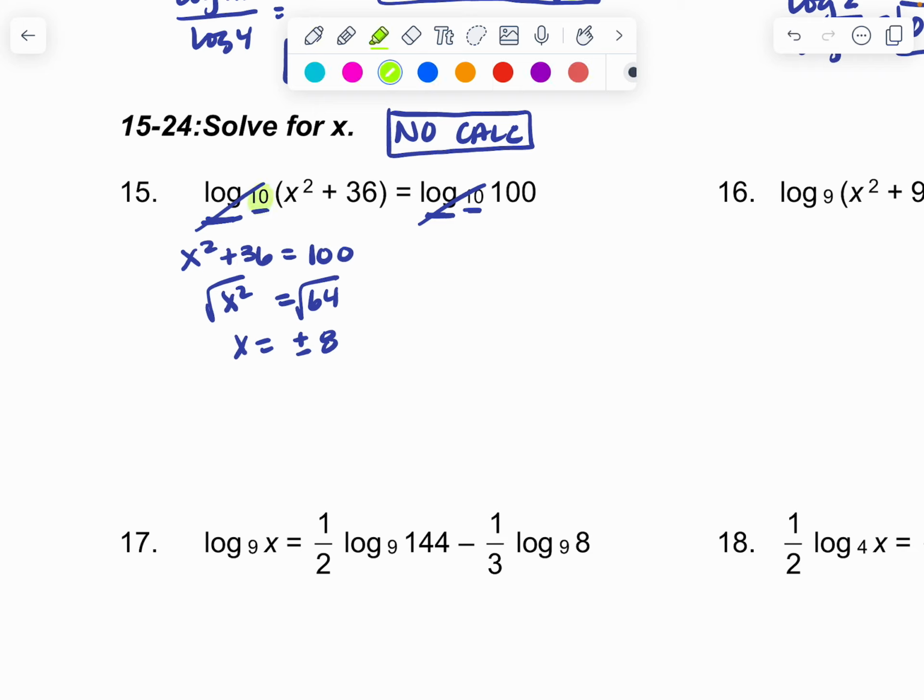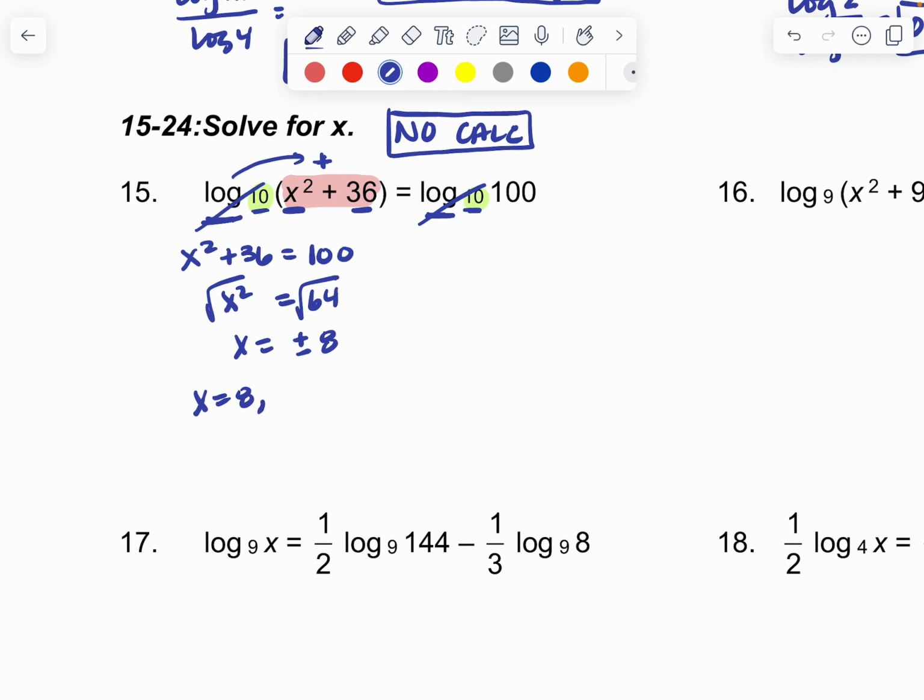The base is 10. So your answer can be negative, but you need to double check. This number right here, the x squared plus 36, has to be positive because the log of something must be positive, okay? That something has to be positive. So look, if I plug in a positive 8, 8 squared is 64. 64 plus 36 is a positive number. So the 8 works. That's a good answer, okay?